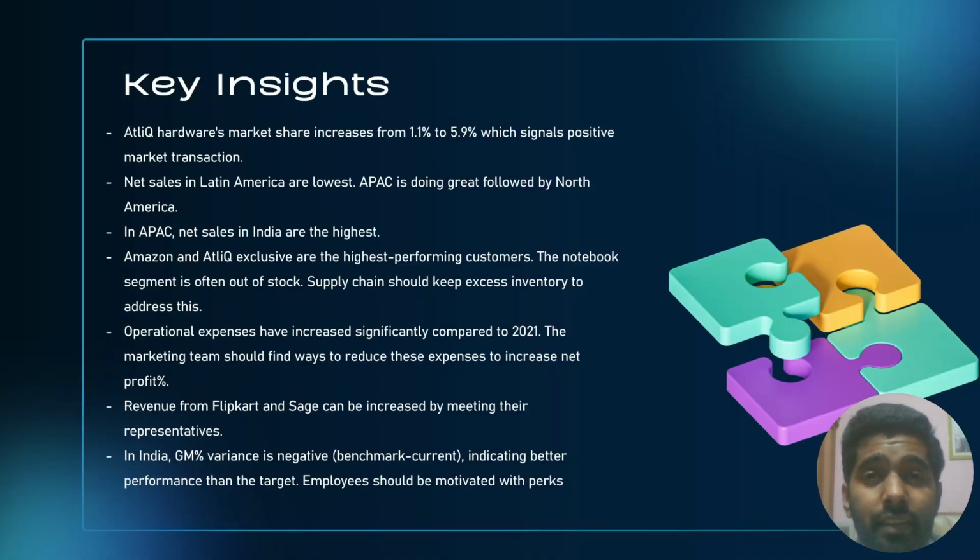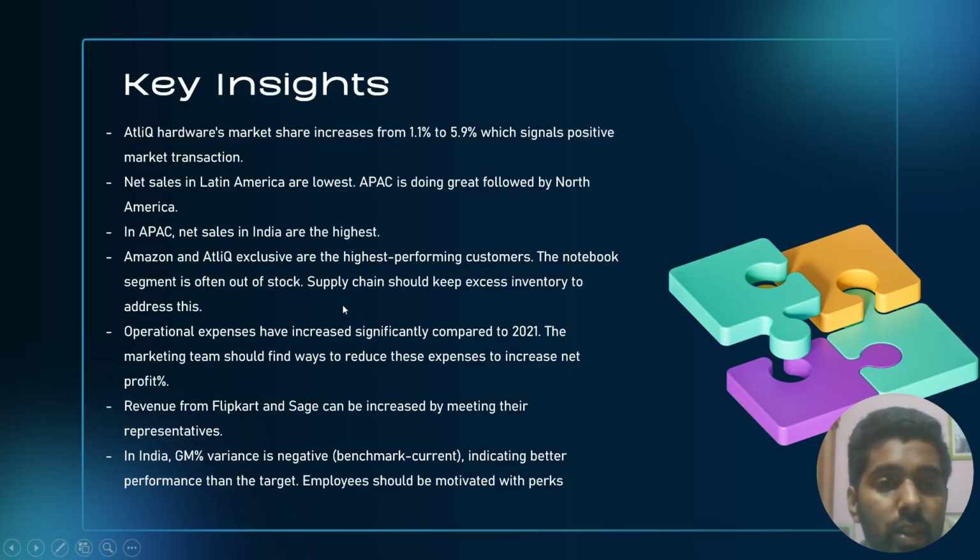So these are the key insights we have found from this project. We see that Atliq Hardware's market share increases, as I showed in the executive view, from 1.1 to 5.9%, which signals positive market trends. Net sales in Latin America are lowest, so the sales team must look at Latin America, but APAC is doing great, followed by North America. In APAC, India is doing great in net sales, as I showed, 267 million. Then Amazon is our highest performing customer.